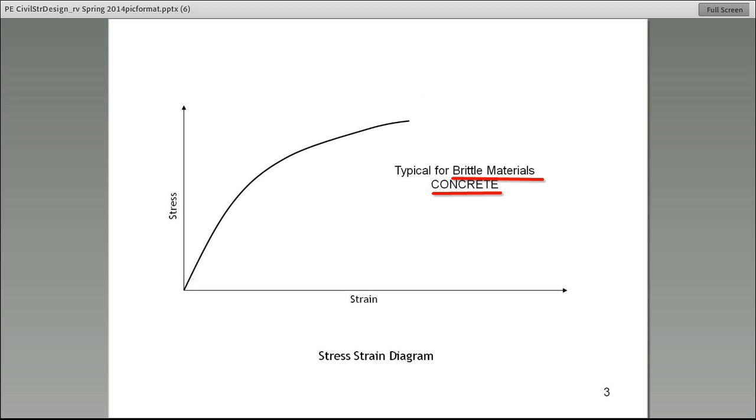However, when we talk about brittle materials, specifically, let's talk about concrete. Look at the curve. There is no recognizable double kink, so we don't really know exactly where the yield strength is. But something else, there is no segment that is linear in this stress-strain curve. So how do we calculate the modulus of elasticity?